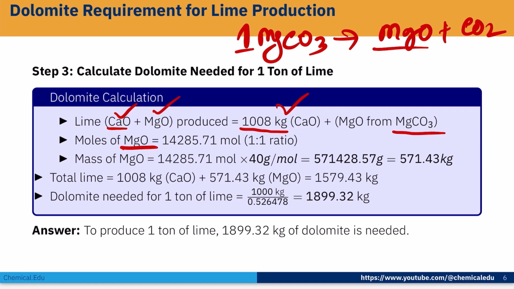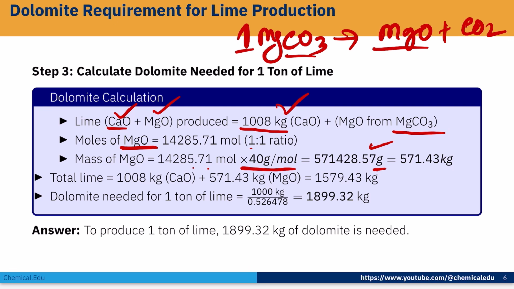So the total moles of magnesium carbonate present is 14285, so the same amount of magnesium oxide will be produced. So moles of magnesium oxide is 14285.71 mole, because the ratio is 1:1. The mass of magnesium oxide will be that multiplied with the molar mass of magnesium oxide. So that will give 571,428.57 gram. Now if we convert gram to kg, that will be 571.43 kg.